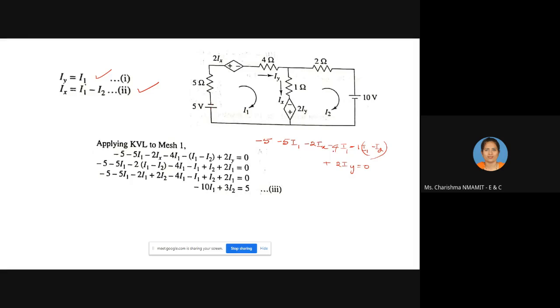Now for Ix, you know what is the value. Ix is nothing but I1 minus I2. For Ix, you substitute as I1 minus I2. Then simplify. So you will get the equation as minus 10 I1 plus 3 I2 equal to 5. Do the substitution.